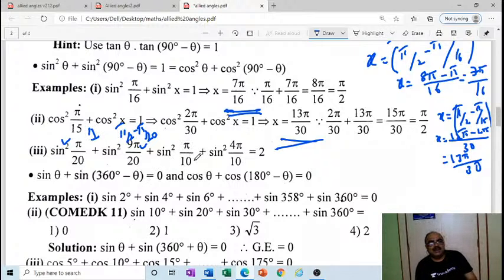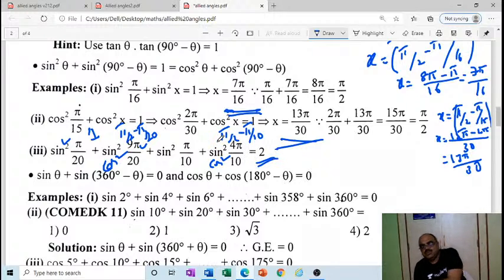Similarly, sine square pi by 10 plus sine square pi by 2 minus pi by 10. LCM would be 10. 5 pi minus pi is 4 pi by 10. So this is again going to be cos square. Sine square pi by 10 plus cos square pi by 10 equals 1. So 1 plus 1 is 2.